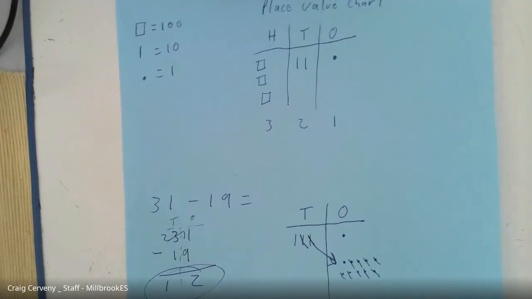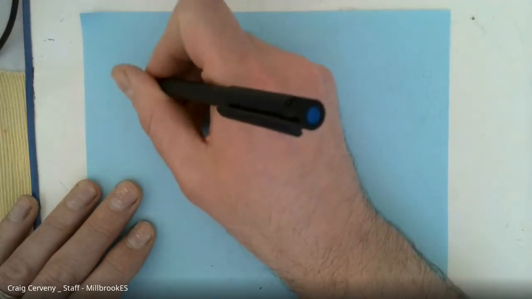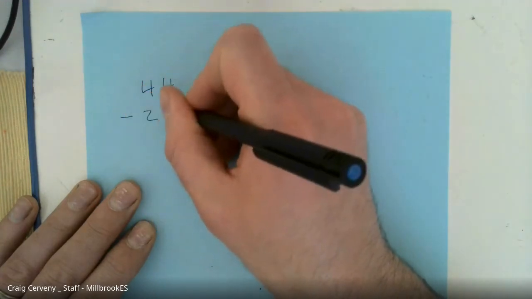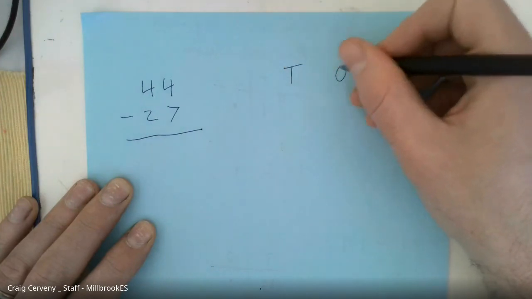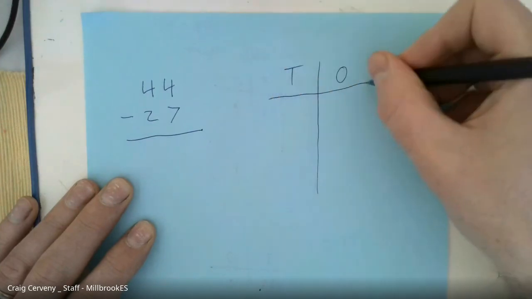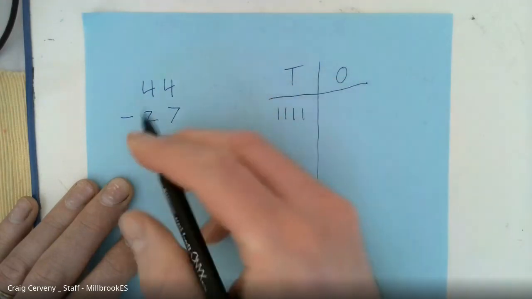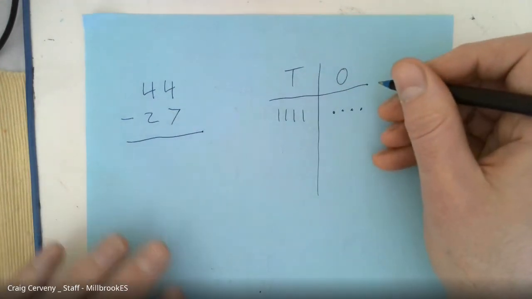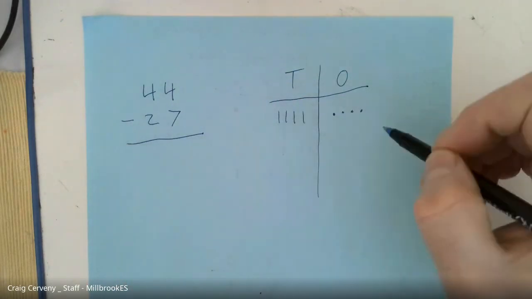Let's try one more just to make sure that you guys are understanding it. Let's do 44 take away 27. So we start off like we usually do, with the tens and ones place value chart. I'm going to do 4 tens, 1, 2, 3, 4, and 4 ones, 1, 2, 3, 4. Then we look over at our sign, and since it's a subtraction sign, that means we're going to be crossing some out. We're not going to be adding them together.